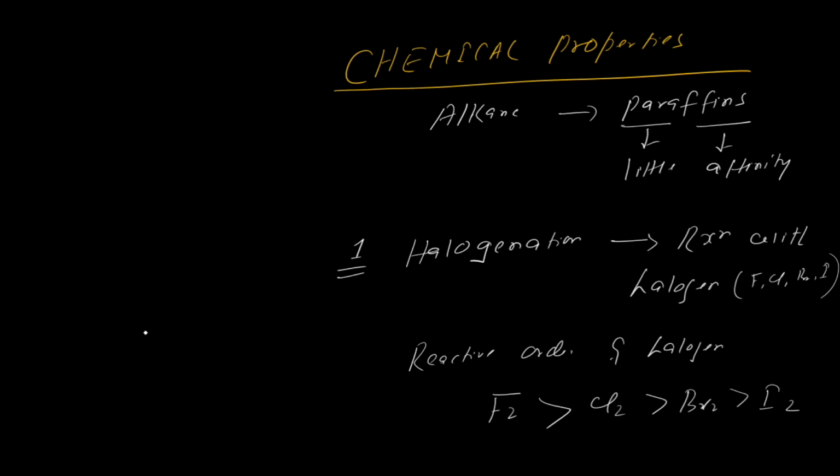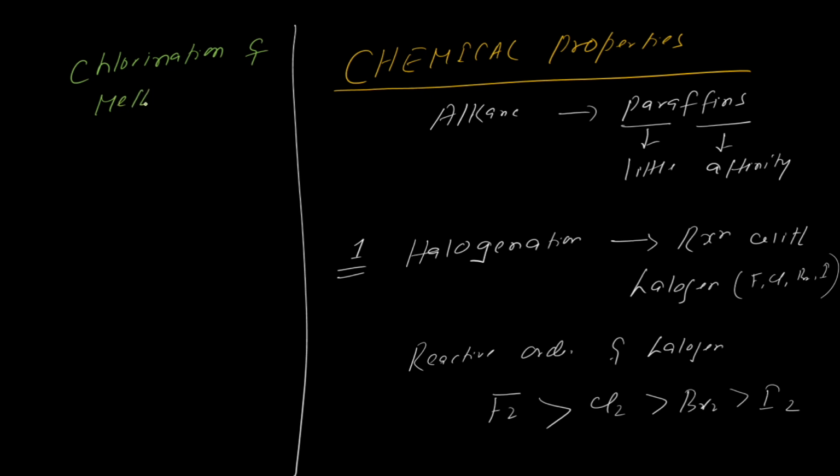Now let's start with chlorination first. Let's start with the chlorination of methane. Methane is an alkane, so we do the chlorination of methane. Have a look here. We just take CH4. The chlorination takes place in the presence of sunlight. Sunlight is represented by h nu, or simply we write sunlight.